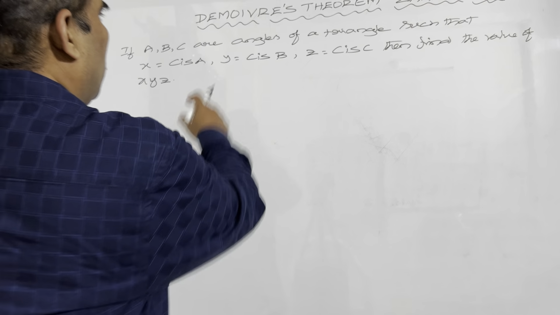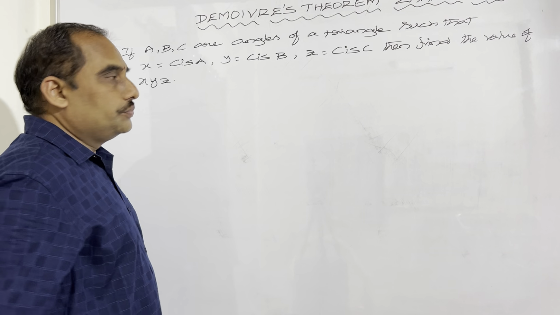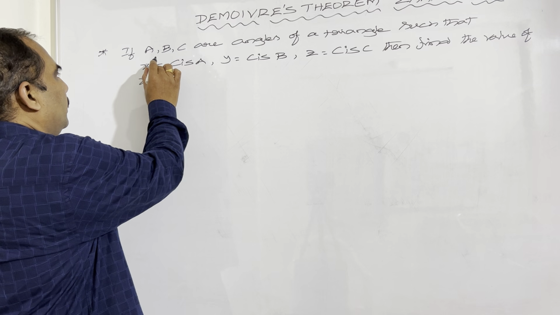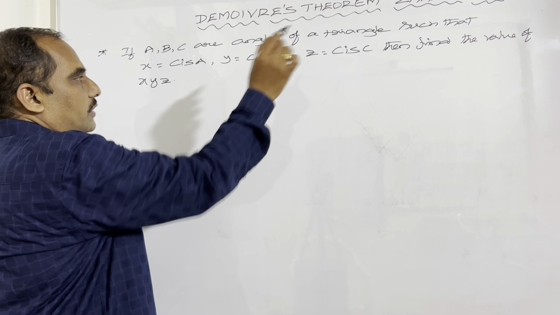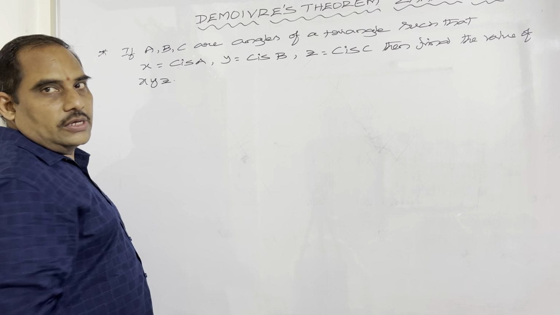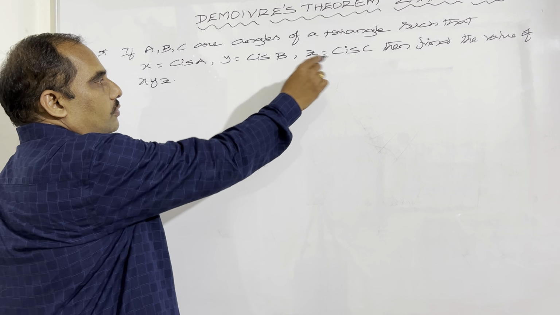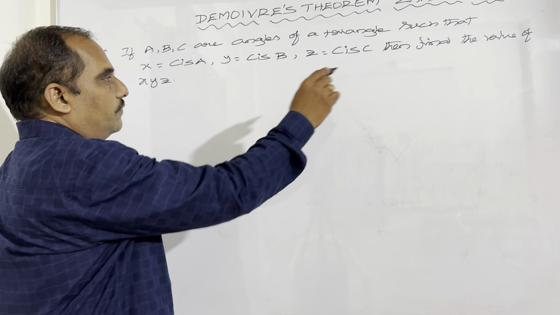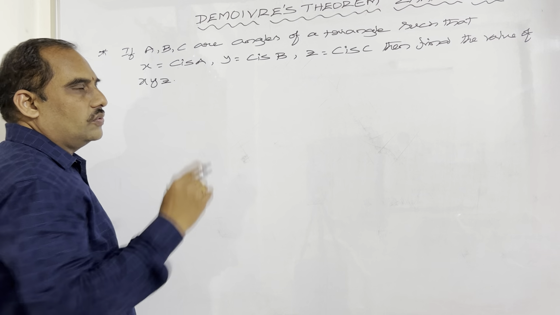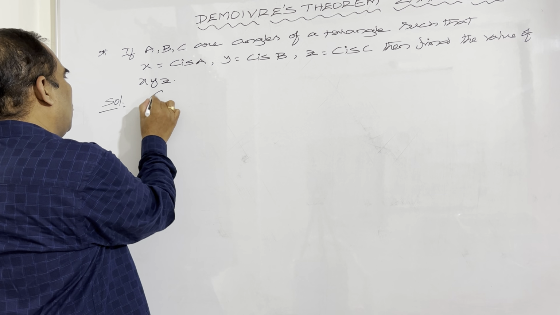In this video we are going to discuss De Moivre's theorem, 2 marks, P by Q. The question is, if A, B, C are angles of a triangle such that x is equal to cis A, y is equal to cis B, z is equal to cis C, then find the value of x into y into z.